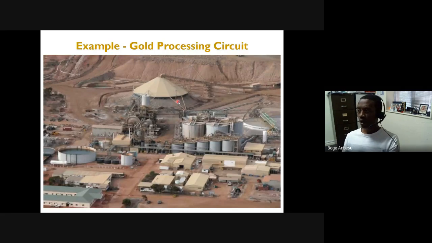So instead of, say, sampling from here, the best way to do it is sampling from the belt. Okay, so maybe you can have a belt coming from the crusher to the stockpile, so I can take time samples from the belt and do assessment on that.